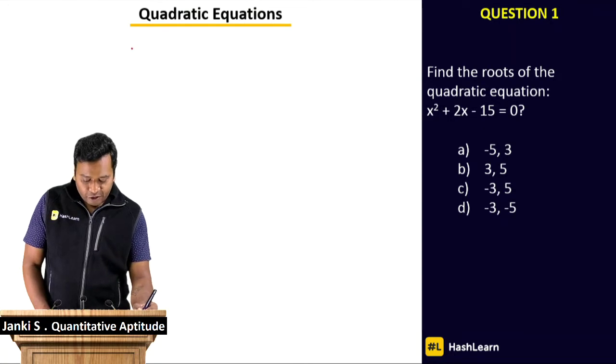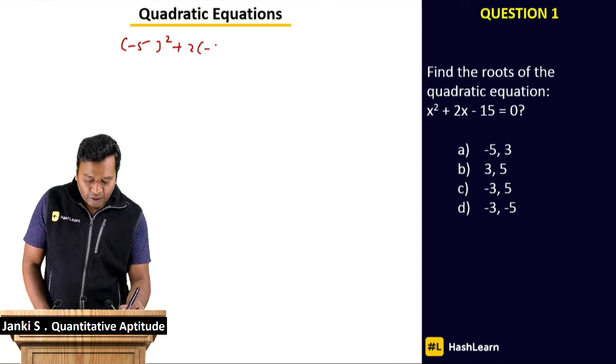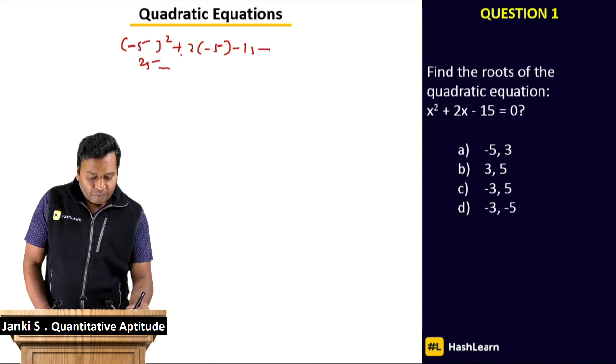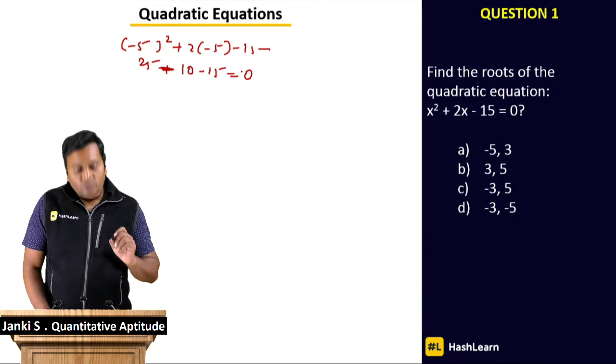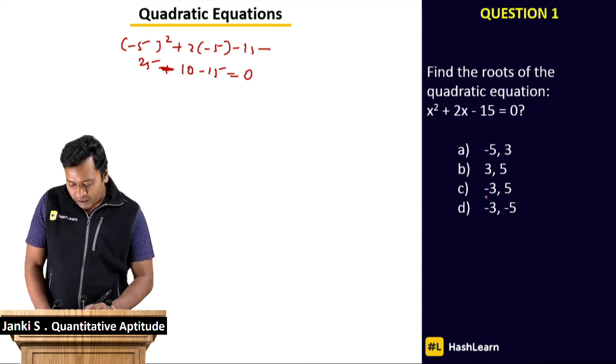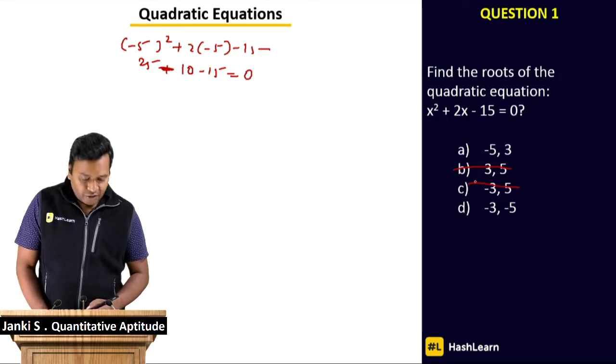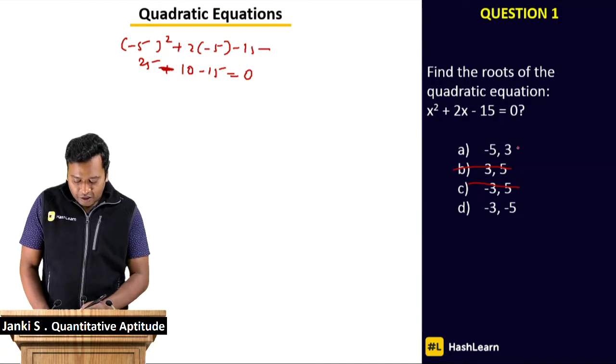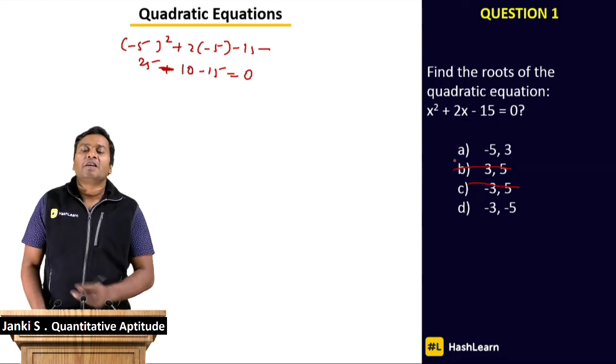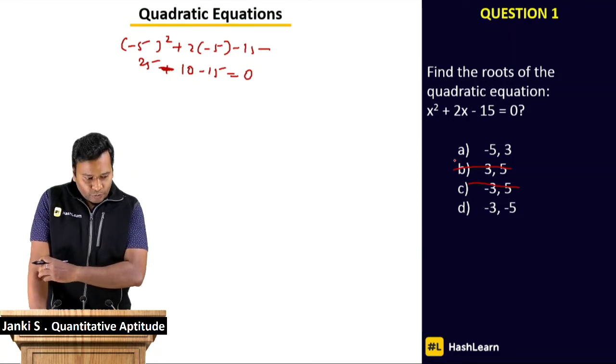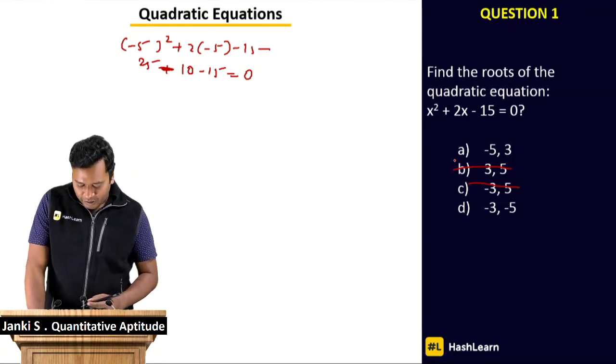So if I insert -5 here instead of x: -5 square plus 2 into -5 minus 15. So this value is 25 plus this part, which is minus 10, minus 15, which is definitely equal to 0. So -5 will definitely be there, right? So that means I can eliminate this option as well as this option, right? Then I have to check with 3. If 3 satisfies, that means A is the answer. If 3 does not satisfy, that means D is the answer, right?